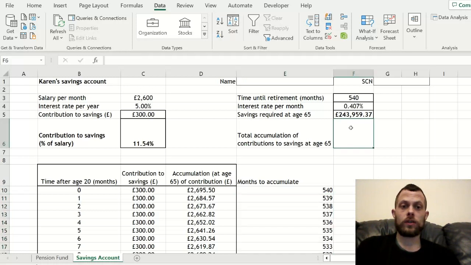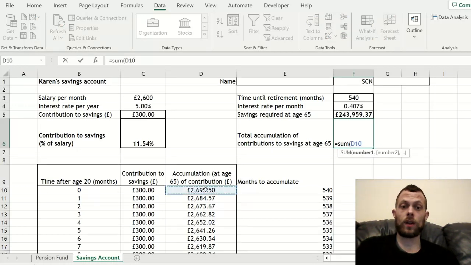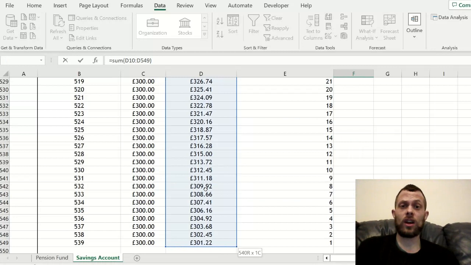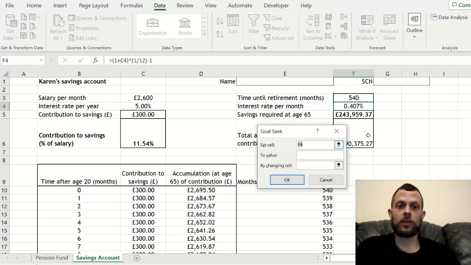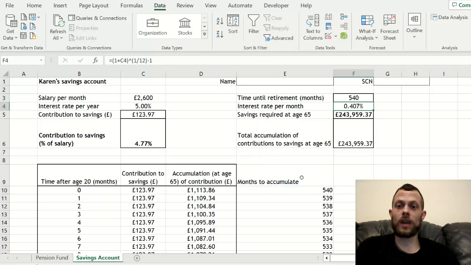Total accumulation of savings is the sum of all of these accumulations. So we'll find out what the accumulation is with our guess of £300. And you can see with the £300 it's actually more than we needed. So we'll finish this question by doing the goal seek. So I'm sure you've seen this many times before. Go to what if analysis, goal seek, and the best way here is just to type in the number that we want it to be equal to, and we change the savings amount.